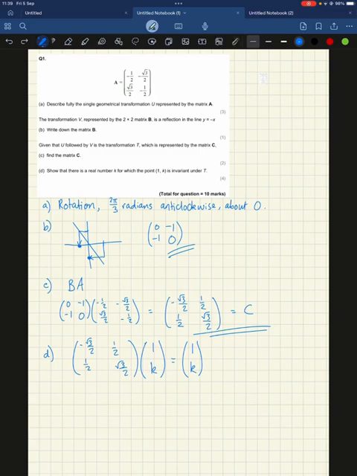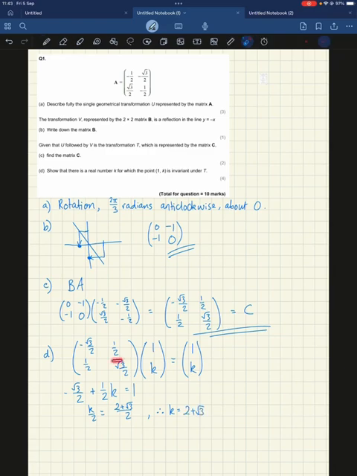So let's multiply out. If we multiply this row and this column, we'll get the one over here. So what we'll get is minus root 3 over 2 times 1, which is minus root 3 over 2, plus a half k, and that is equal to 1. So that suggests that k over 2 is equal to 1 plus root 3 over 2, which is 2 plus root 3 over 2. So therefore k is equal to 2 plus root 3.